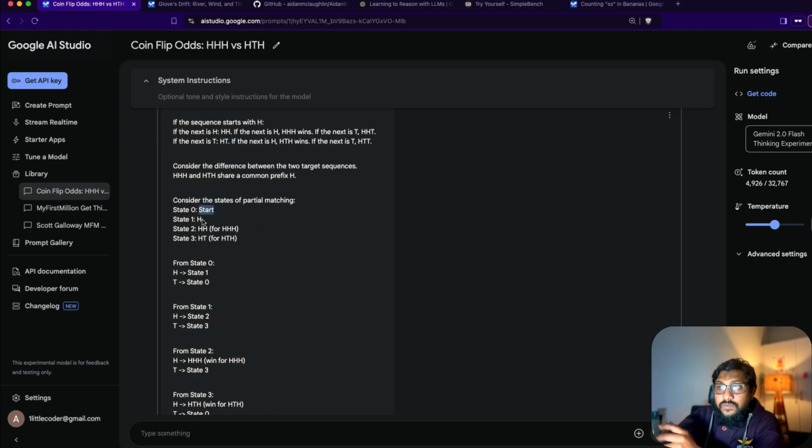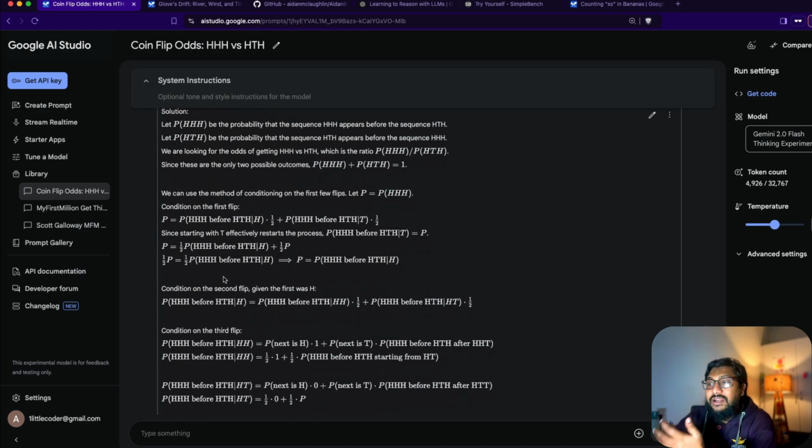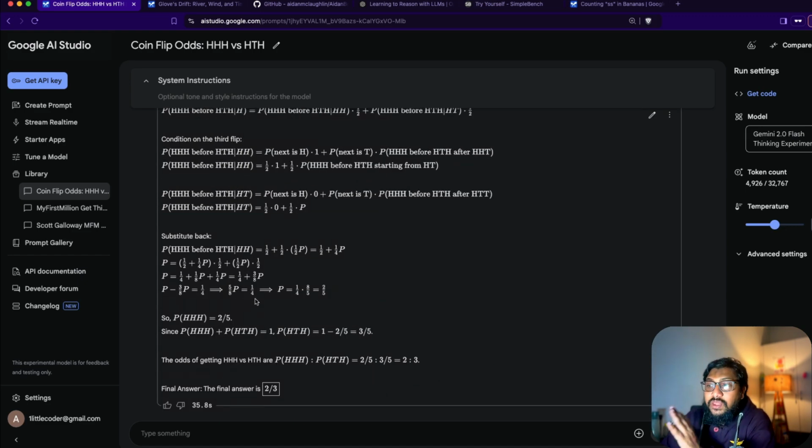So it starts with head, then head, and head, tails, and then from state 1, state 0, state 1. I'm not pretending that I understand everything there, but it's probability. I did it at some point in my life, but not now. So it gives me the final answer. I don't have any easy way to verify whether this is the right answer or not. I even tried it on Wolfram Alpha with the same question, but it didn't give me the answer.